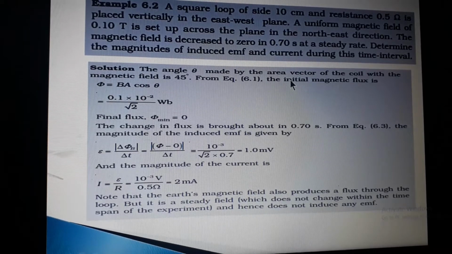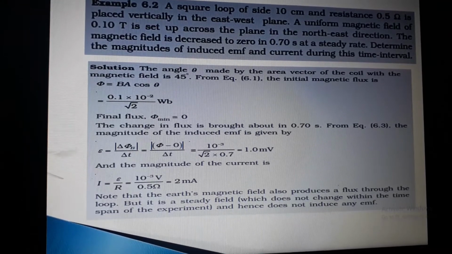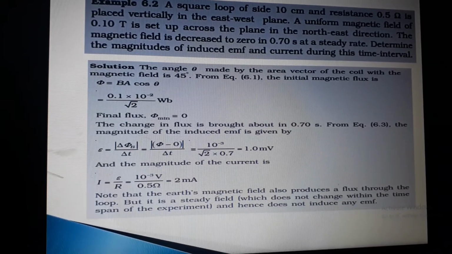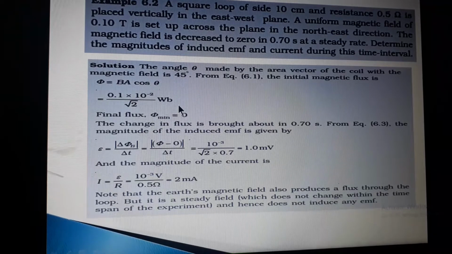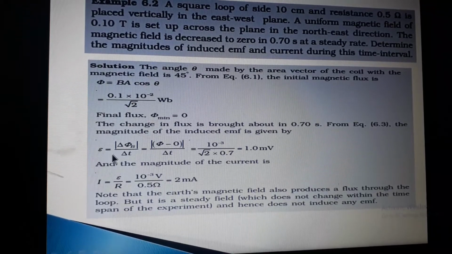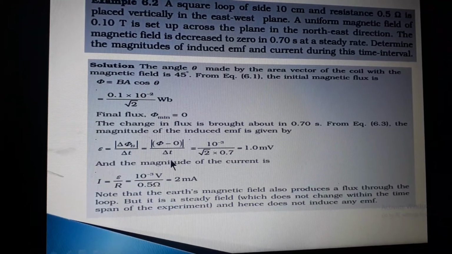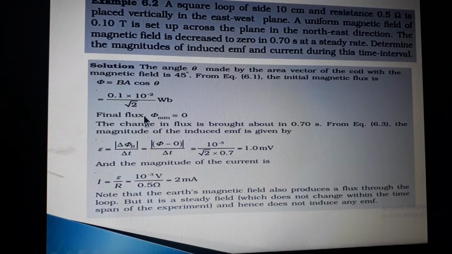So 100 centimeter square means 100 multiplied by 10 raised to minus 2, squared. So 100 into 10 raised to minus 4, that means 10 raised to minus 2. So here the area is equal to 10 raised to minus 2. Okay, so this is the conversion. Now you have all the values, and you can easily calculate this. So E = (φ − 0)/Δt, and φ is this value. So just put it here.